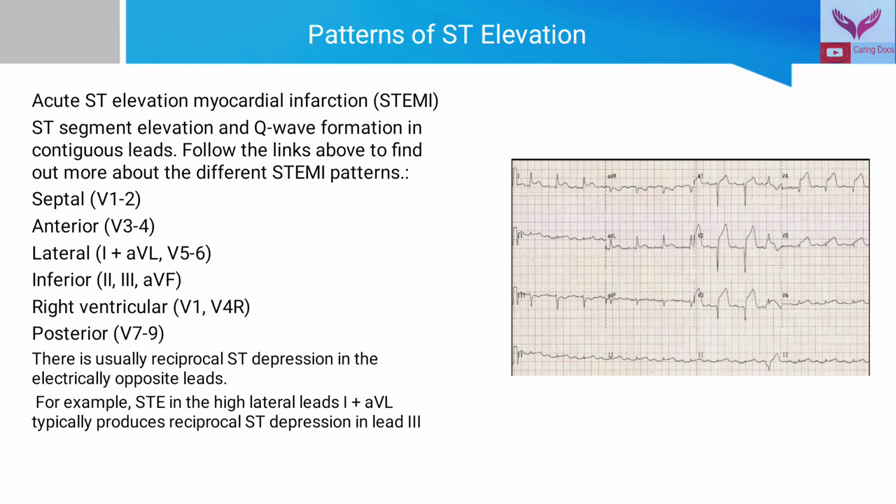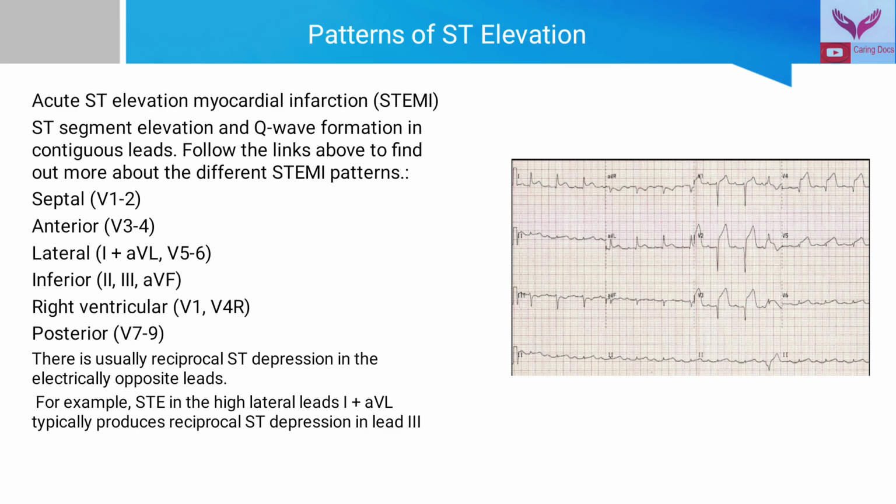The pattern of ST elevation. In acute ST elevation MI, there is ST segment elevation and Q wave formation in the contiguous leads. Follow the links above to find out more about the different ST elevation patterns. For example, if we get ST elevation in V1, V2, we call it septal. The anterior is V3 to V4. Lateral is lead 1, AVL, V5 to V6. Inferior leads are 2, 3, AVF. Right ventricular is V1 and V4R.